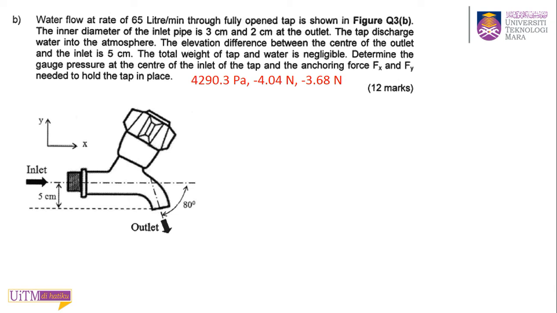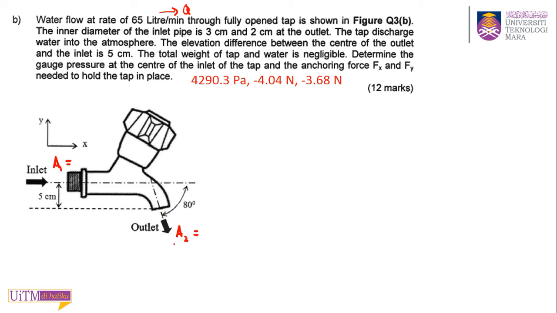Last one. Okay, this one. Water flows at a rate of 65 liter per minute. So this is your Q. Okay, just change that into meter cube per second. Through a fully open tap is shown here. The inner diameter of the inner pipe is 3 cm, and 2 cm at the outlet. So you have your A1 and your A2. From this diameter, the tap discharges water into the atmosphere.